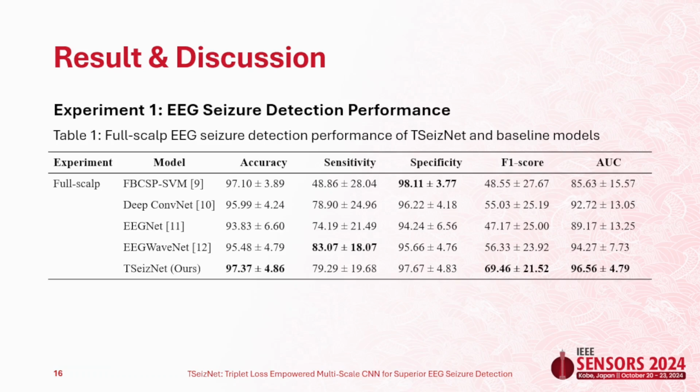Now we will discuss the results. For experiment 1, in table 1, you can see that TSeizNet achieved higher accuracy, F1 score, and AUC, while maintaining comparable sensitivity and specificity. It demonstrates that TSeizNet can detect seizure while minimizing misclassification.